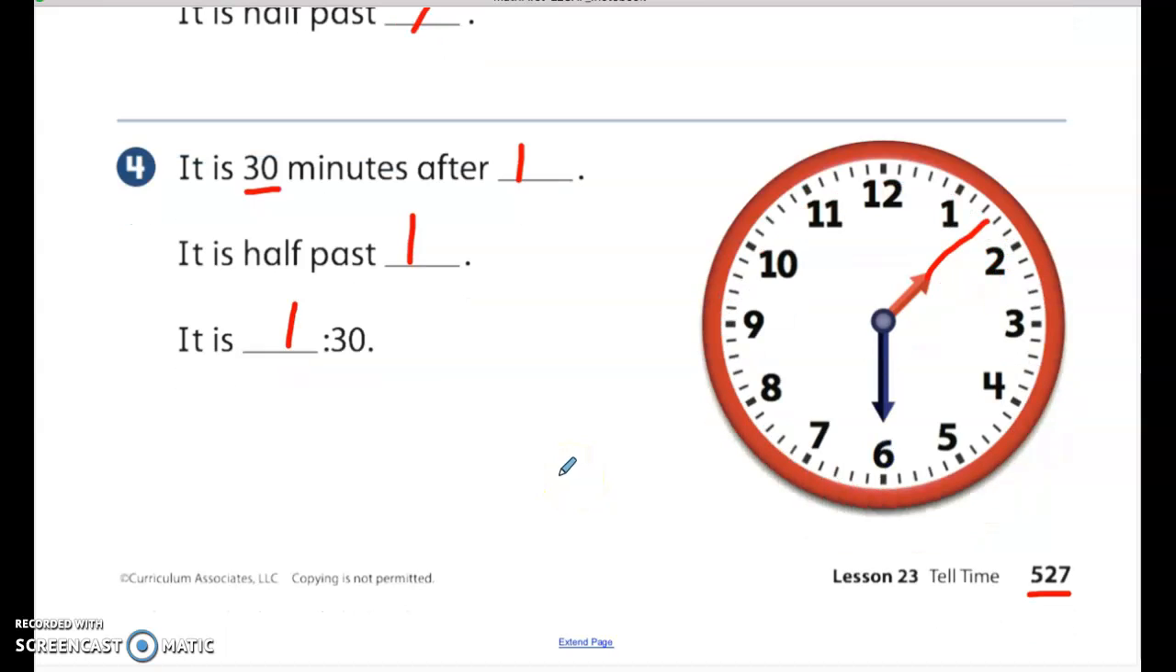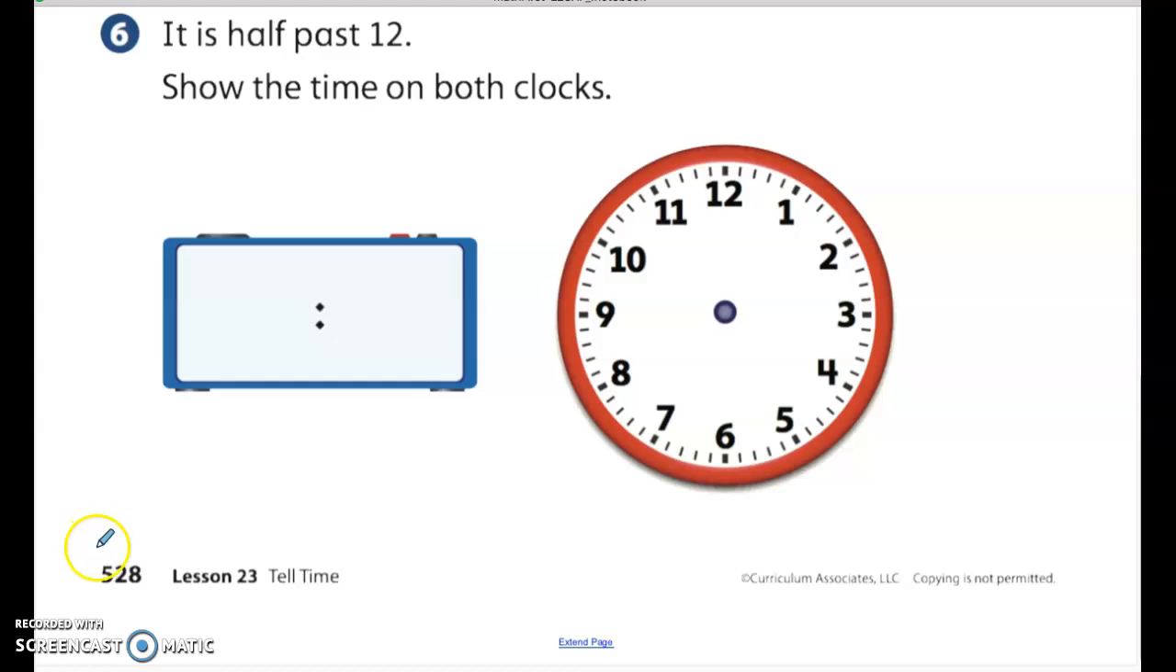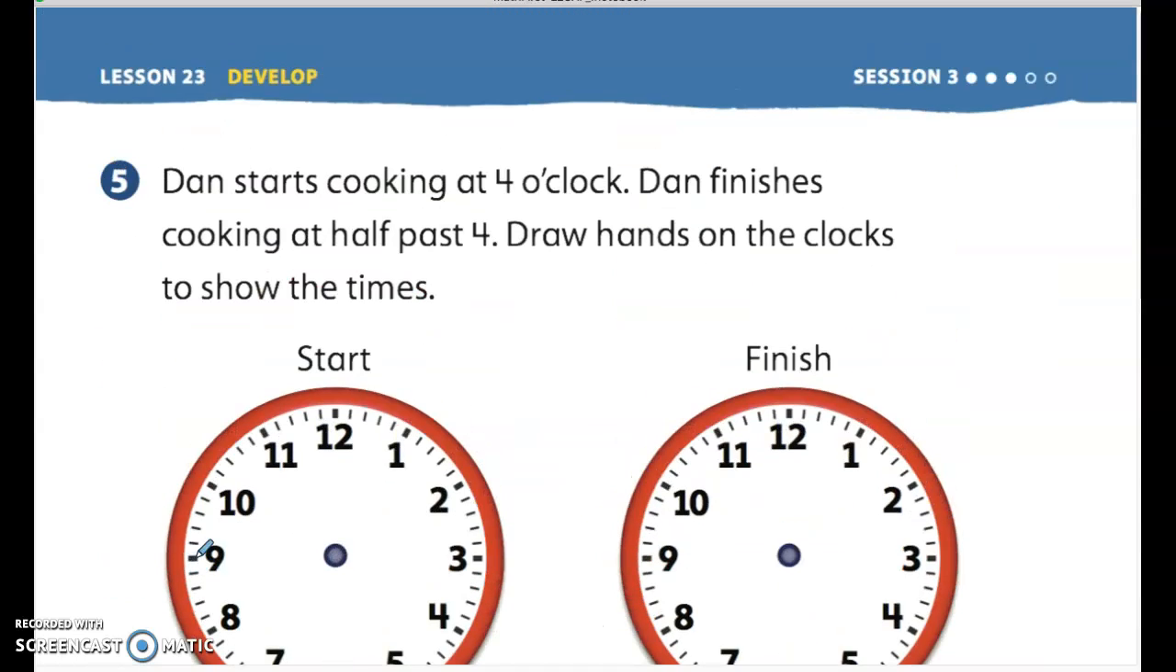Okay, let's go to page 528. Right here, 528. 8 is 1 more than 7. So let's read this. Dan starts cooking at 4 o'clock. Dan finishes cooking at 4:30. Draw hands on the clocks to show the times. So this is where we need to read our problem again. We read it for the first time to read it. Now we're going to read it to see what it's really asking us.